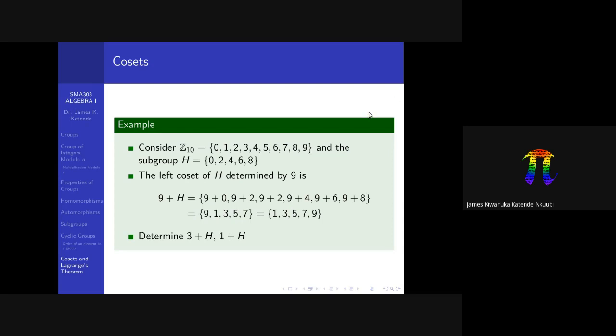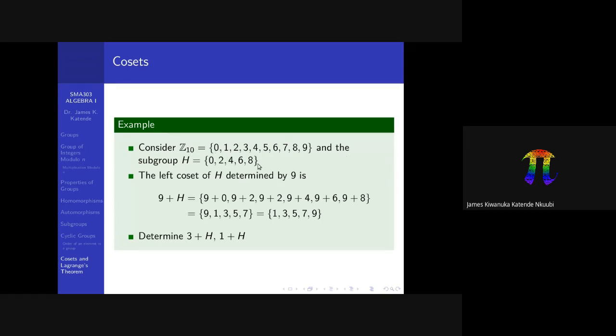So if you want a new left coset, different from the one that you already have, compute the left coset determined by an element outside this left coset. That will give you a new left coset. All the elements outside here are just the elements in H. So the other left coset will be H itself. If you pick any element in H, 2 plus H will give you H, 4 plus H will still give you H, and so on. So the two left cosets are just H and the left coset determined by 9. There are two distinct left cosets. Their union will be the whole of Z10.